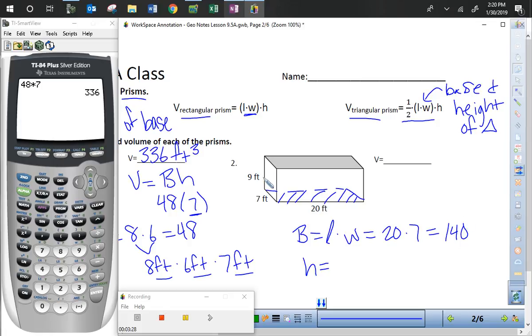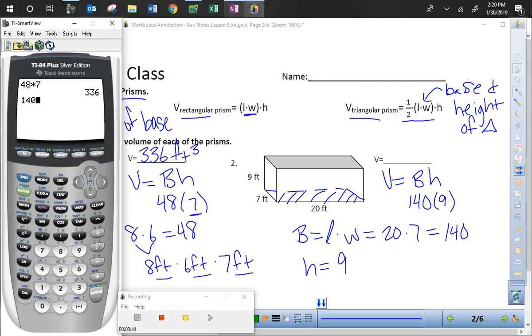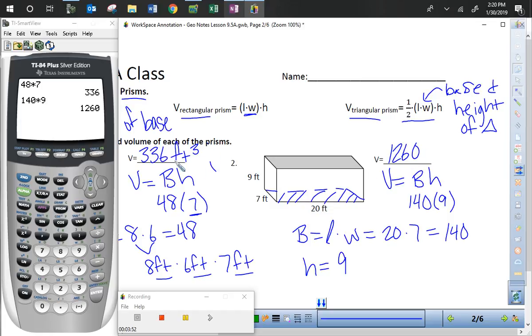And then the height going up and down on this prism is 9. So volume equals big B times H, 140 times 9. Okay, so 140 times 9, 1260. And then again, volume we decided is always cubed. In this case we're working with feet again, so feet cubed. All right. So that's basically the idea with volume.